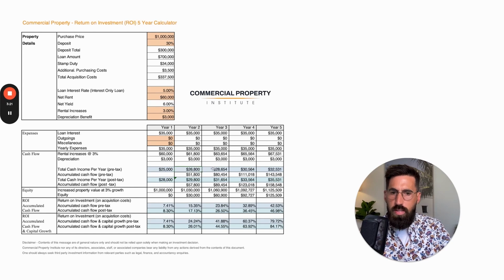If we forecast this over the 5 years with the 3% rental increases, you can see at the end of it, you get around a $35,000 a year passive income from this property, which is fairly reasonable assumptions. The next step is we actually look at the return on investment, which is the ROI. So we look at this based on the acquisition costs. So this is the money you're putting into the property, and this is more comparable to shares where you might not be leveraged, for instance.